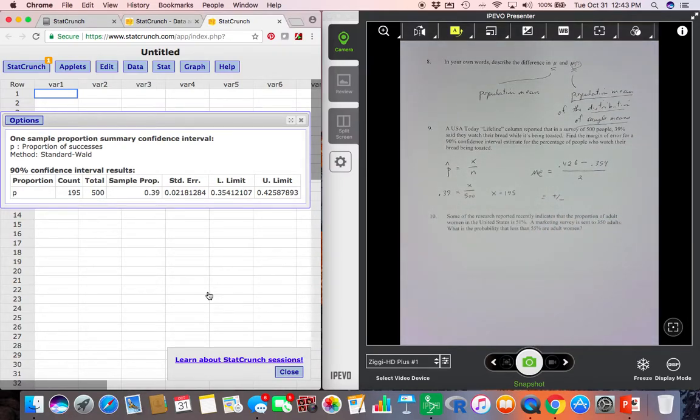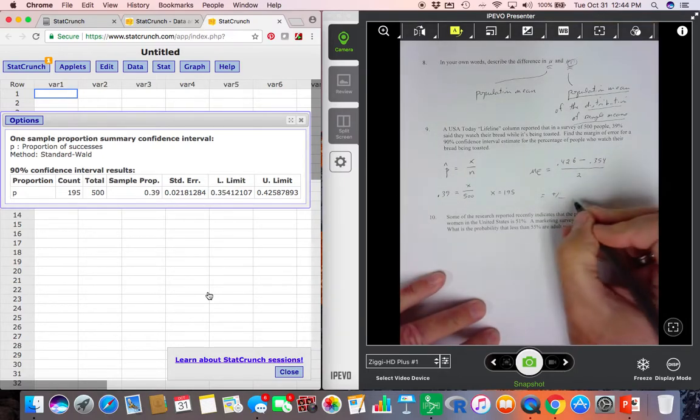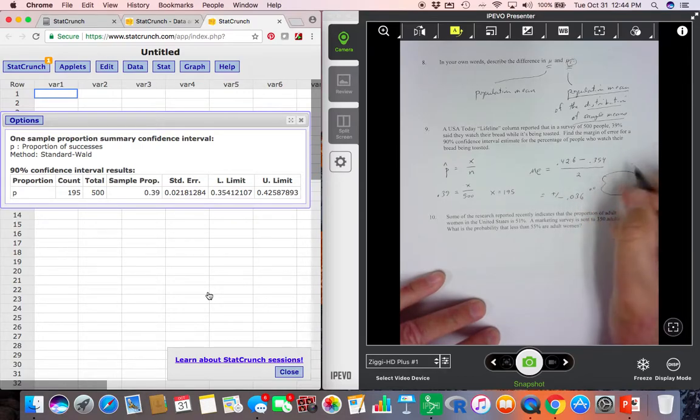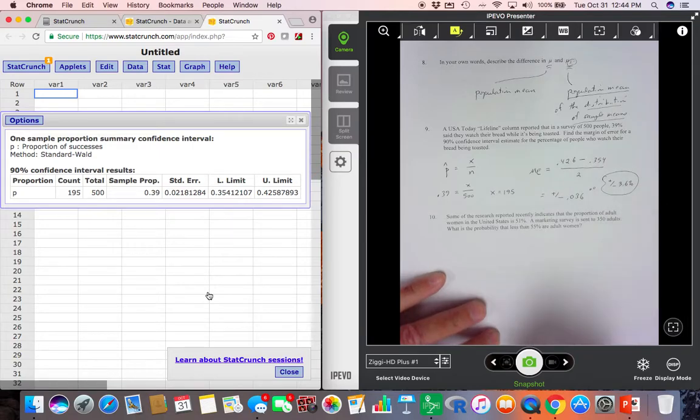So I'm going to take 0.426 minus 0.354. Guys, make sure you put the values in the numerator in parentheses. Divide by 2. So we get plus or minus 0.036. And I like to think of this as plus or minus 3.6%.